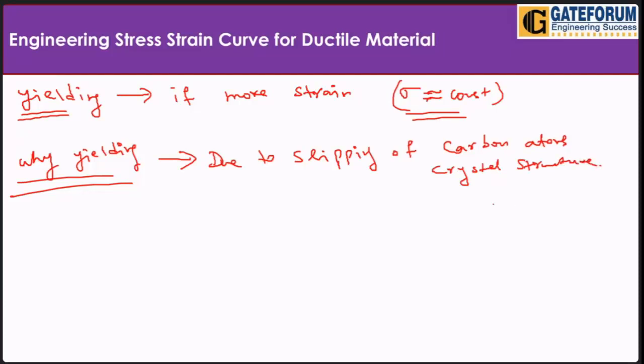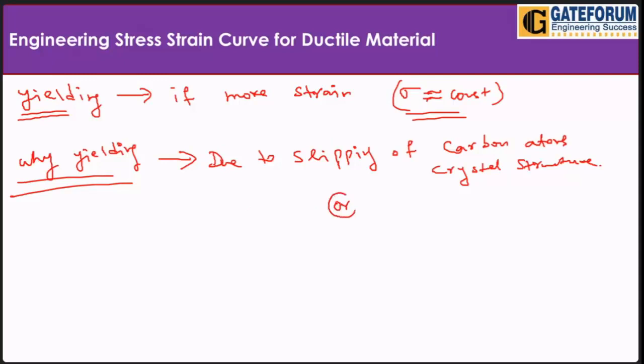Since we know steel is made up of iron plus carbon, if carbon atoms slip in the crystal structure, yielding happens. Yielding means a sudden, large change in the length of the rod with almost constant stress. I have given you the reason why yielding occurs.